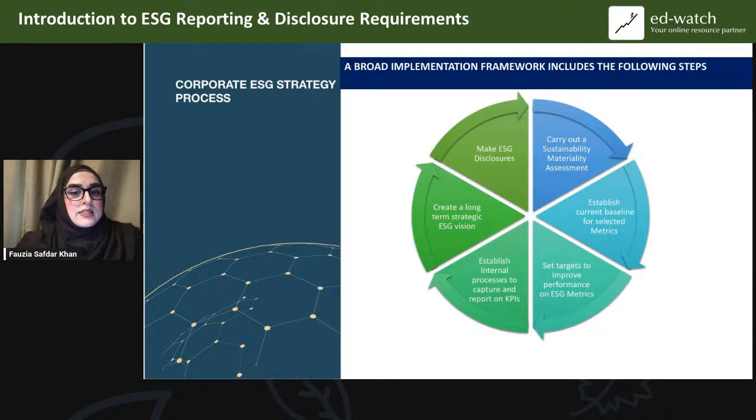And then you will establish an internal process to capture and report on KPIs, then your strategy, and you will come up with your disclosure: what you are doing, what steps you have taken, your sustainability initiatives. Based on those initiatives or actions, how much you have controlled your risks related to climate, to product, to employee turnover, or many other things. You can see there are many things. Next slide, please.